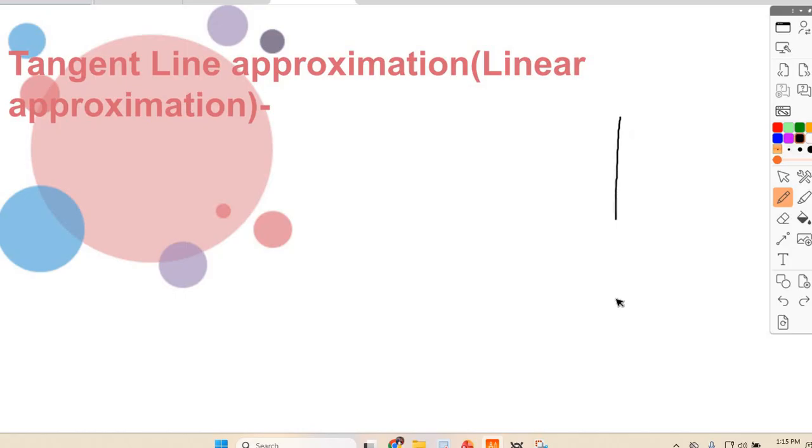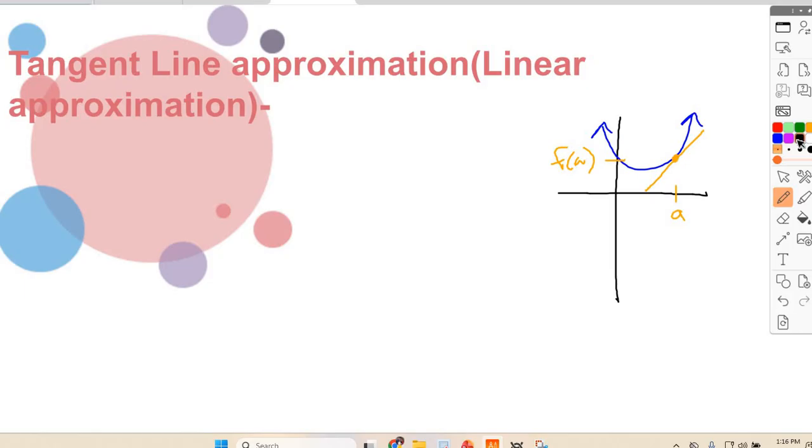So I think it's helpful to look at a graph. Alright, so I have a graph. What are the two things that I need in order to write the equation of the tangent line? A point and a slope. Okay, so let's say that we label this point A, f of A.